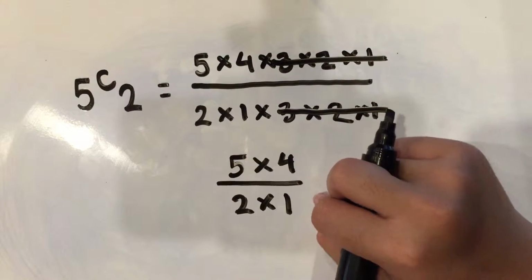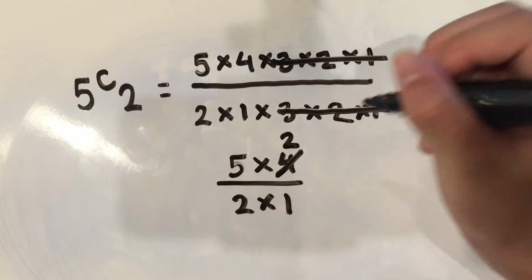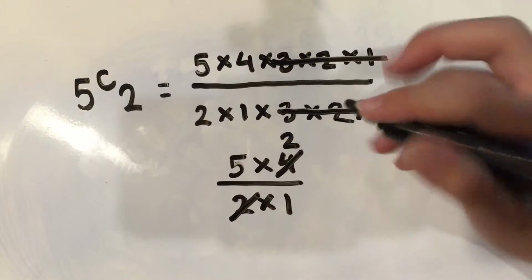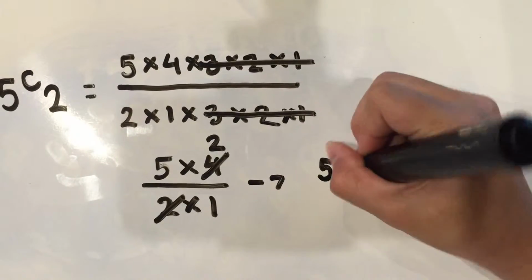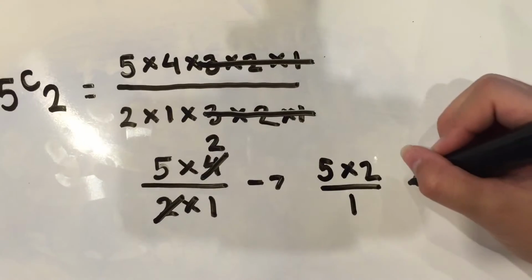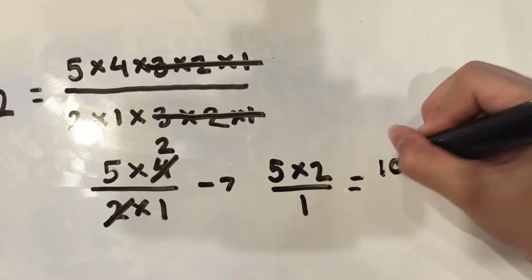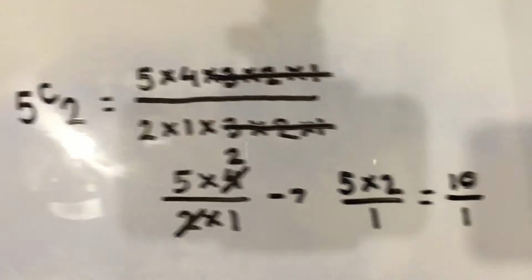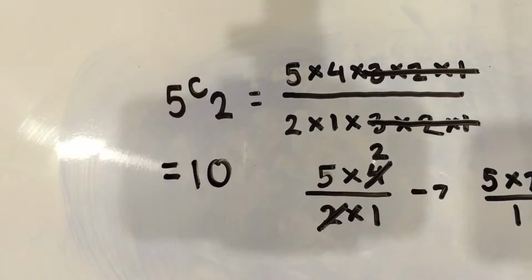So we're going to see if 2 can divide into 5 or 4. Obviously 2 can divide into 4, so it's 2. And when we use this for the top, we have to cut it out. So now we have 5 times 2 over 1. This doesn't count anymore, but we're just going to write it. And 5 times 2 is 10. So the answer is 10.